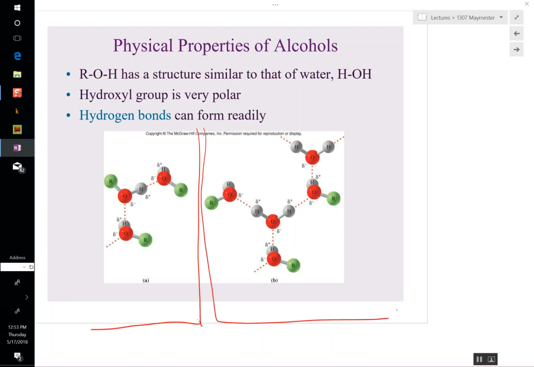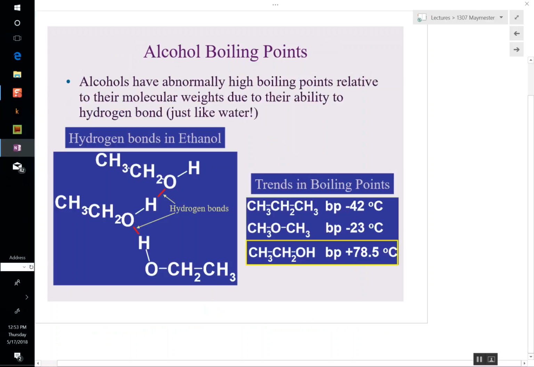Hydrogen bonds are not real strong. They're not as strong as these covalent bonds, but they are important. They drive solubilities, they drive boiling points. All right, so the very first thing to know about alcohols is that they are polar.